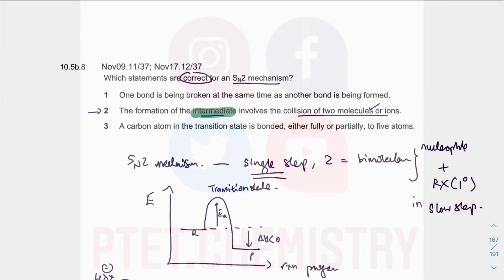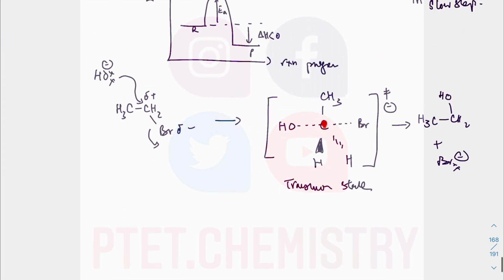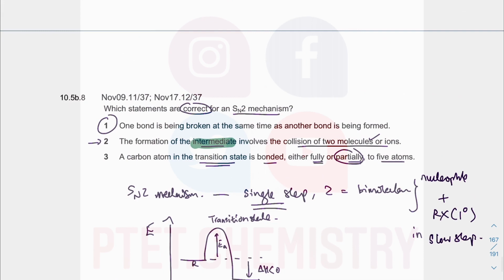So 1 is correct. And if you go for the last one, a carbon atom in the transition state, you see, so they go and talk about transition state as well, is bonded fully or partially to 5 atoms. In fact, it is partially actually, because we don't have a carbon bonded to 5 atoms. These are partial bonds, alright? So what happened then is, like I said, this bond will slowly form and get shorter, this bond will slowly get longer, and therefore eventually break until you get the hydrolyzed product. So that is actually correct.